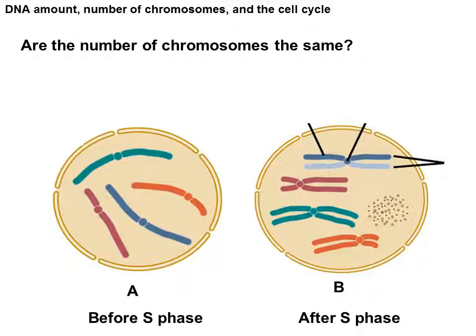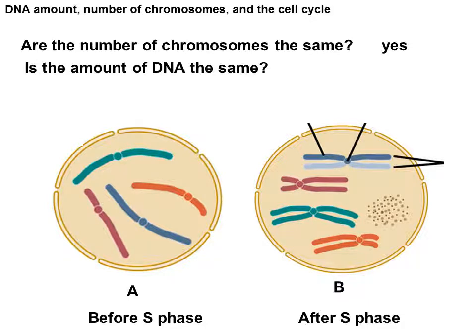The answer is yes. We do have the same number of chromosomes. Again, if you look at the number of centromeres and just count the centromeres, we have 4 centromeres on the left cell, which indicates 4 chromosomes, and on the right hand side we have 4 centromeres there as well, so we have 4 chromosomes. How about the amount of DNA?